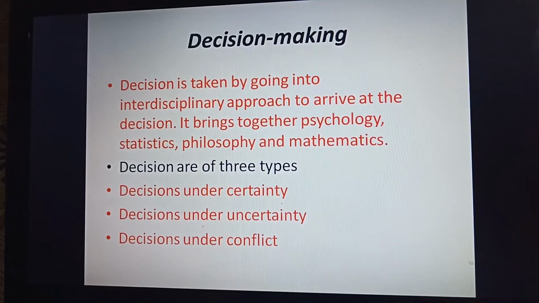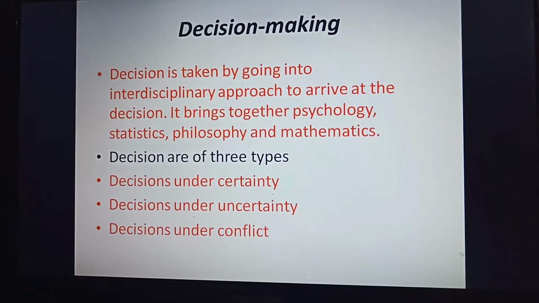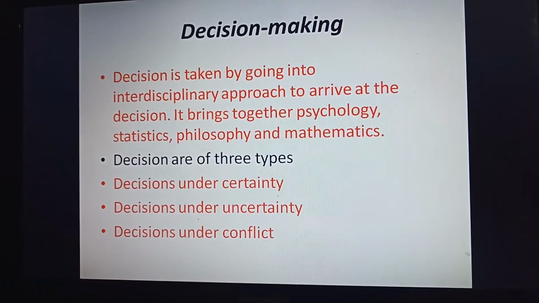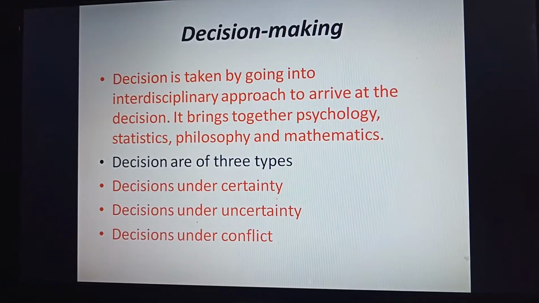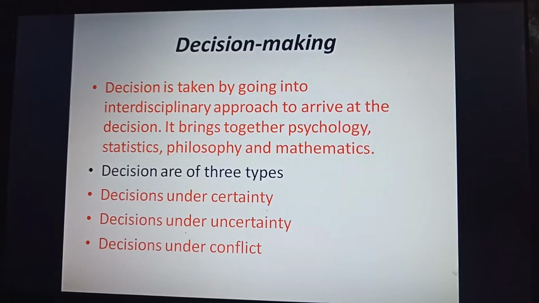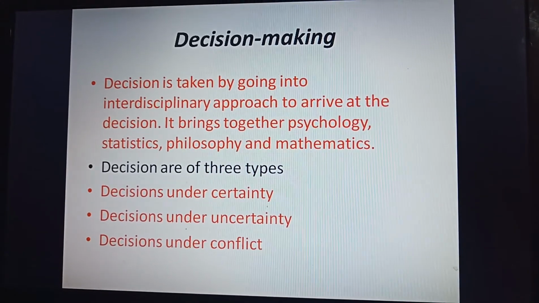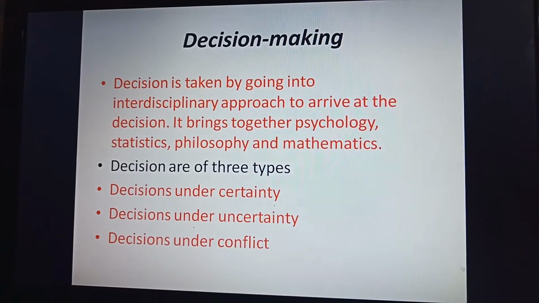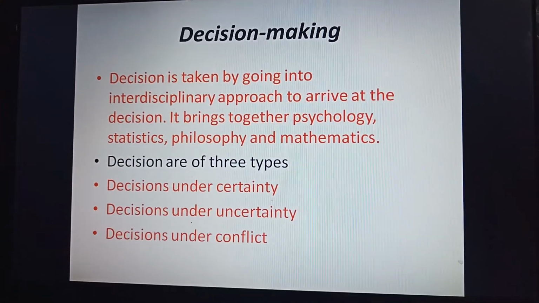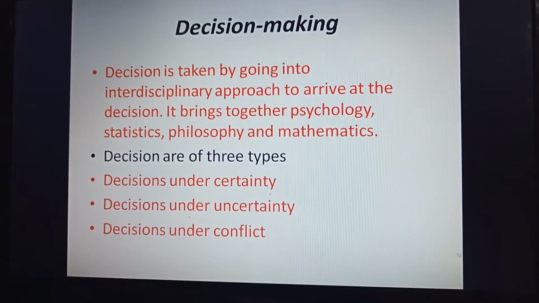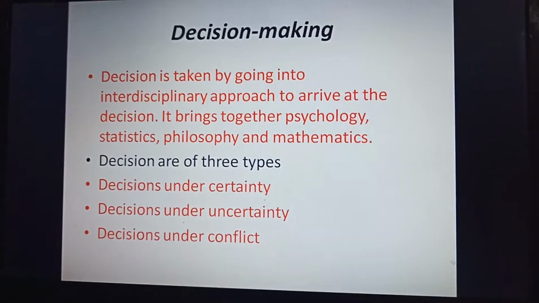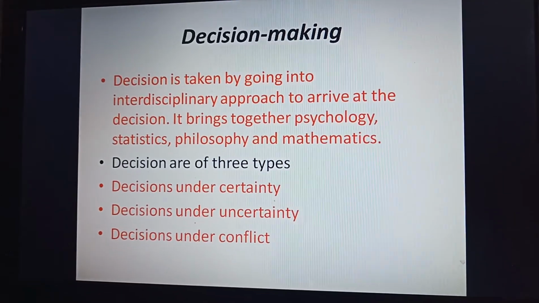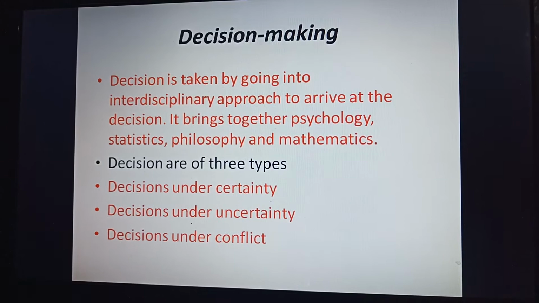So how to decide? Decision making is very difficult. So decision is taken by going into interdisciplinary approach to arrive at the decision. It brings together psychology, statistics, philosophy and mathematics also. And decisions can be of different types. Many times decisions are taken under certainty. Sometimes decisions are taken under uncertainty. And sometimes decisions are taken under conflict.